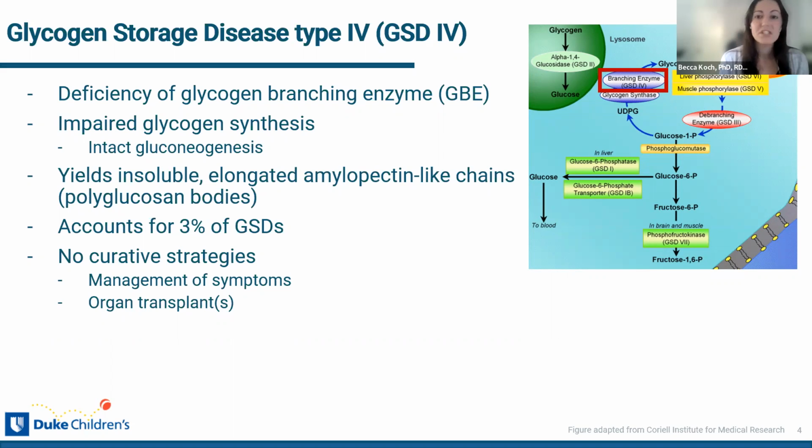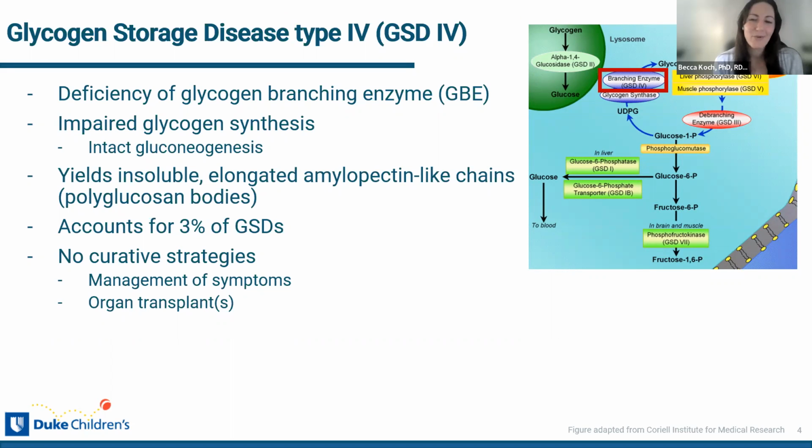Rather than the normal spherical glycogen being formed, insoluble, elongated chains resembling amylopectin are formed, and we refer to these bodies as polyglucosans. In just a moment, I will show a visual of this to help you keep track of these different steps that I mentioned.